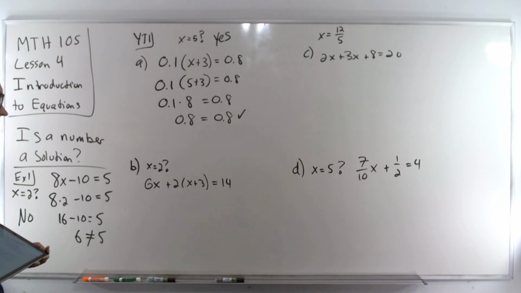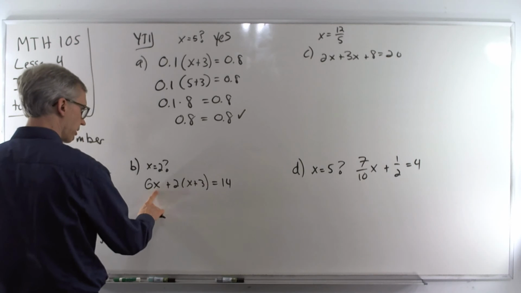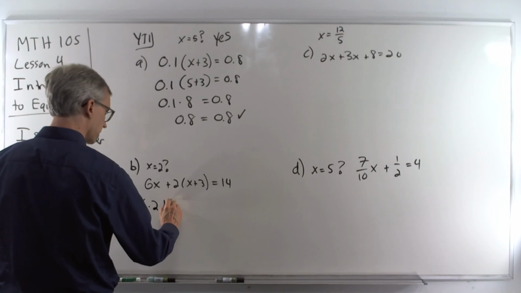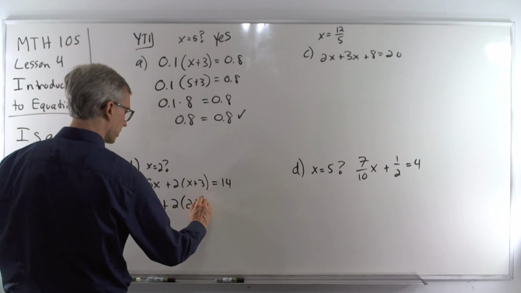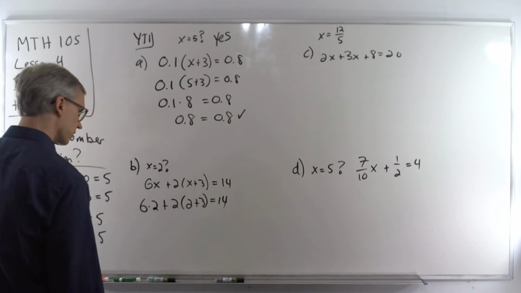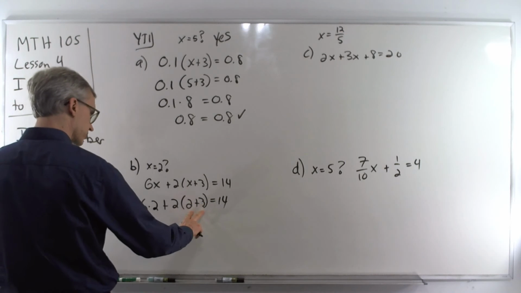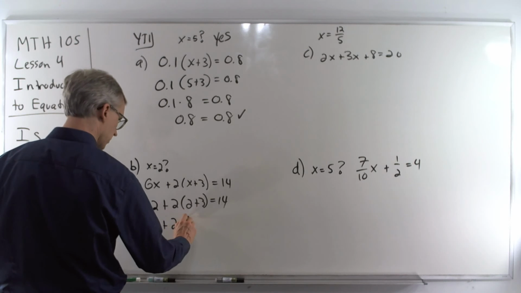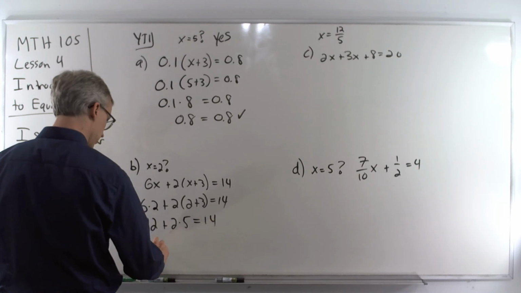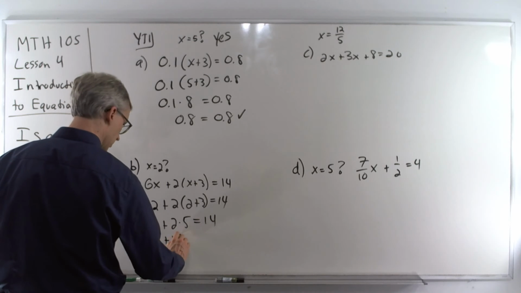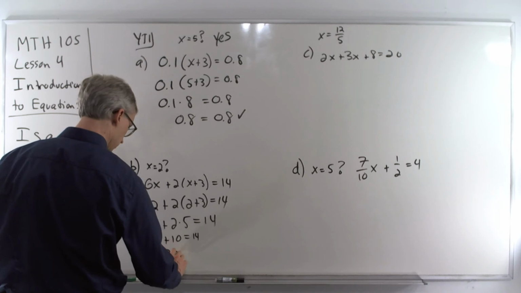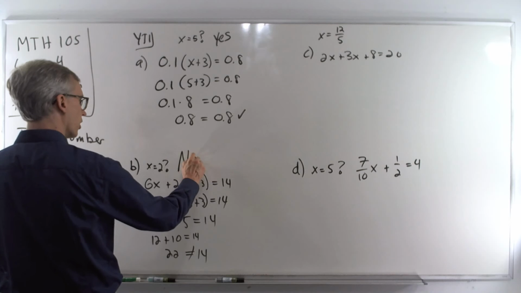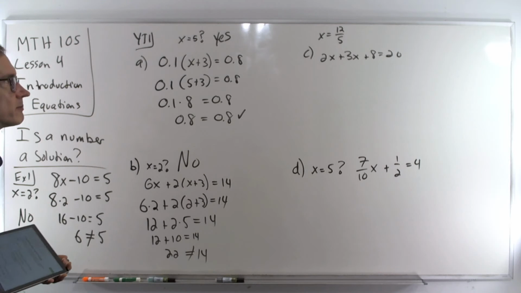All right, part B. We have 2 instances of the variable. We're going to plug in 2 for both of those. So 6 times 2 here, plus 2 times 2 plus 3 equals 14. All right, let's see what we get. 2 plus 3 is 5, 6 times 2 is 12, and that's going to be 10. 22 does not equal 14, so no, 2 is not a solution to that equation.